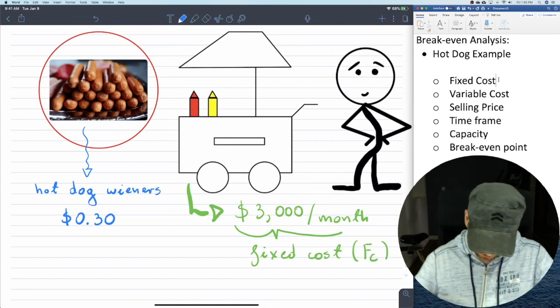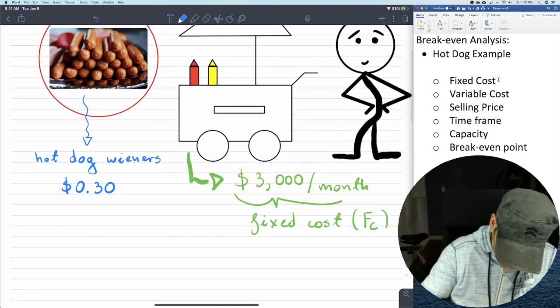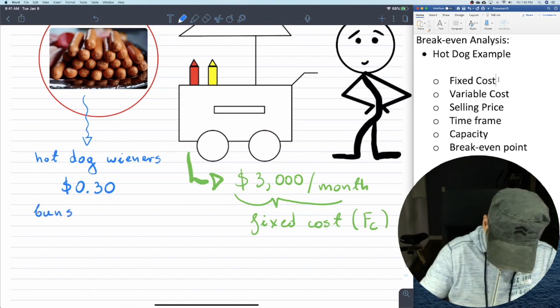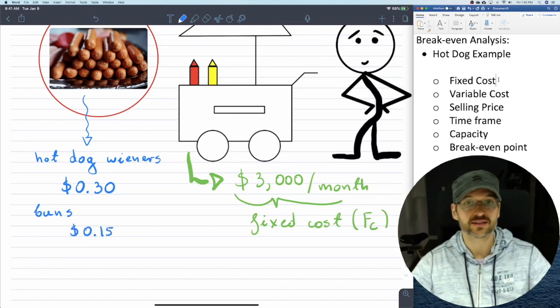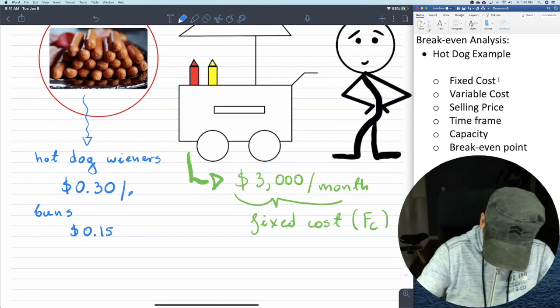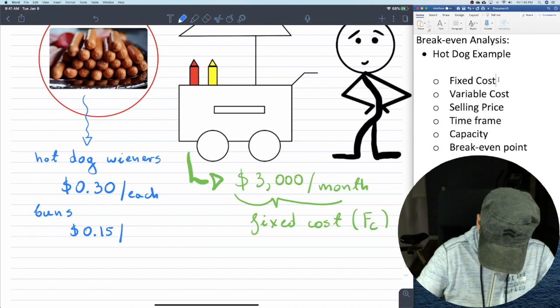Now, another component that we will need, of course, to make the hot dog is the buns. For simplicity's sake, we'll assume they're about 15 cents per bun. So this is each.